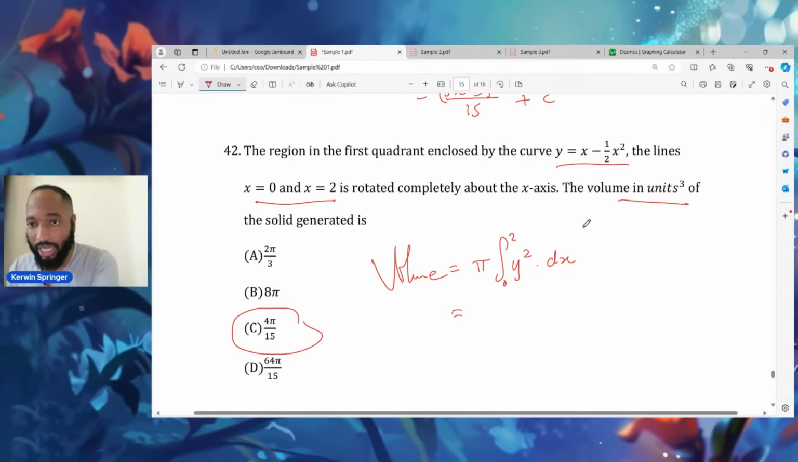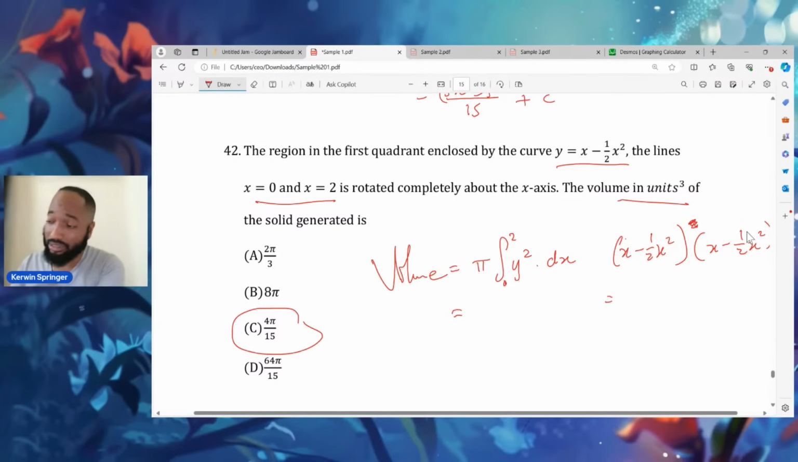But without your calculator, you're going to have to square that way. I don't really see any other way. You're going to square x minus a half x squared again, and that is not pretty. You have to get the expansion there, you get some fourth powers and all kinds of things. Yuck! Why is this question here?